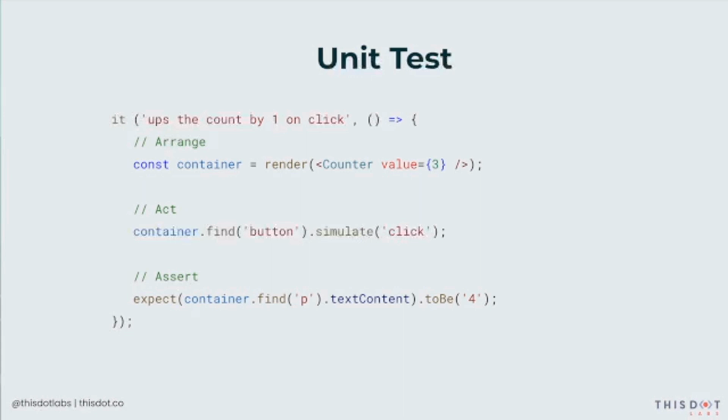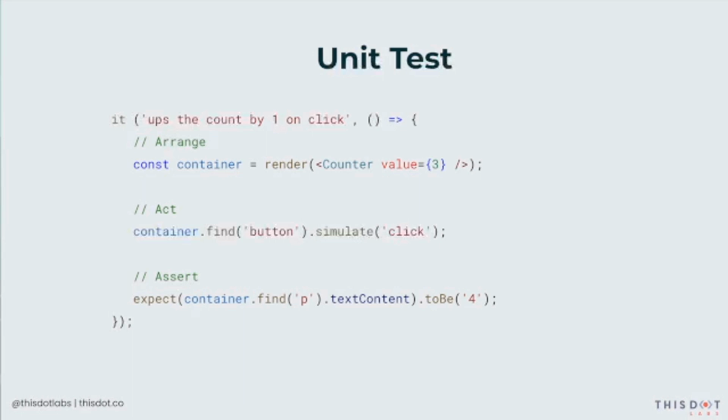In the act phase, the component no longer exists for testing purposes. All we have is our HTML, and we can interact with that HTML. So we'll find the button, and we can simulate a click event. Our testing framework is going to do that click in the background, and after that we're going to go into the assert phase, where we can find the paragraph where it says that the current count is 4.